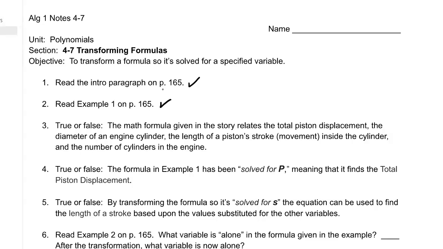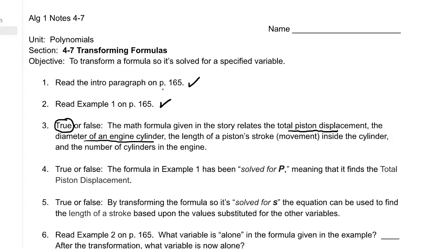Number 3, true or false? The math formula in the story relates the total piston displacement, the diameter of the engine cylinder, the length of the piston's stroke inside the cylinder, and the number of cylinders in the engine. Was that what that math formula was giving to us? Yes, true. Every one of the variables in that formula was representing one of these things, like total piston displacement, diameter of the cylinder, and so on.